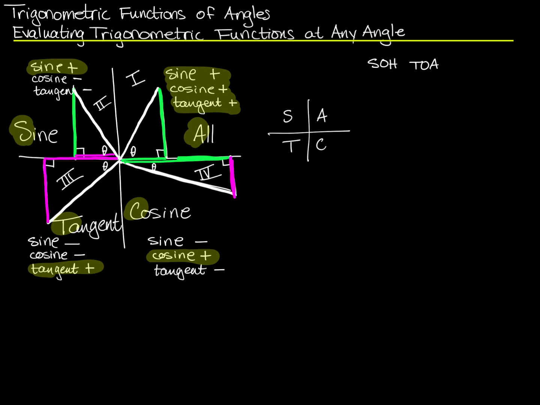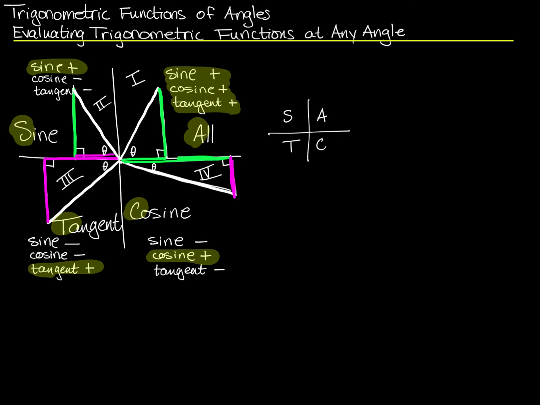SOH-CAH-TOA. Oh, I got it wrong. See, I never use this, so I don't have it memorized. Sine is opposite over hypotenuse, cosine is adjacent over hypotenuse, tangent is opposite over adjacent. That's a memory aid. If it works for you, great. If it doesn't, find something else. The same can be said about this memory aid here.